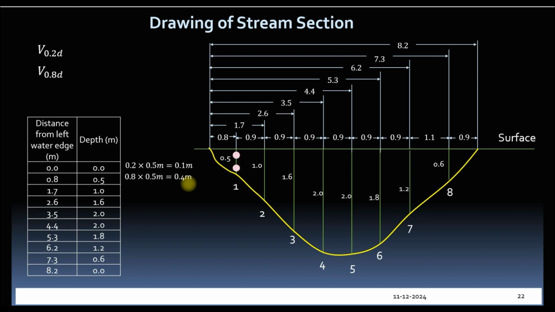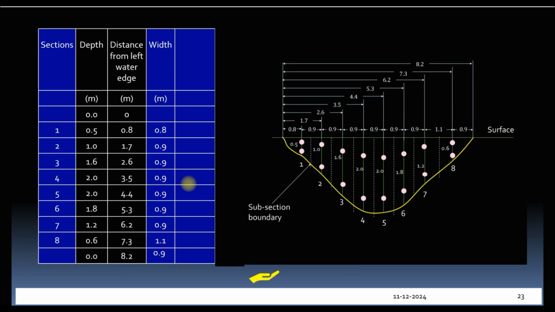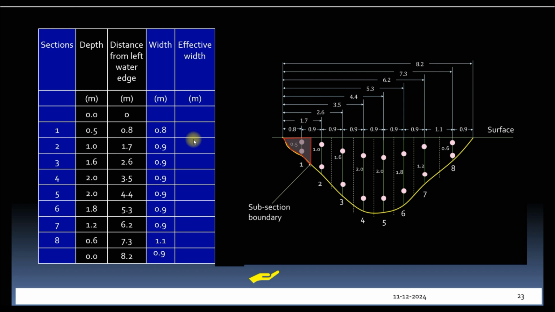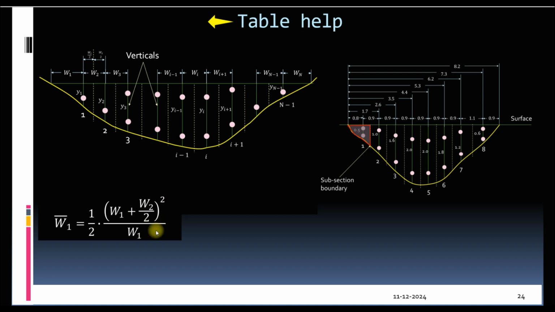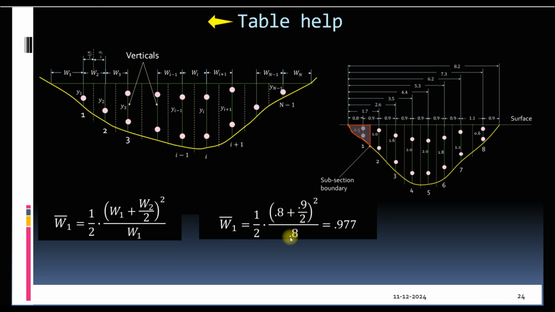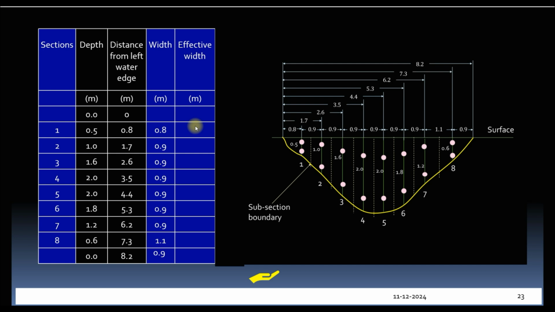Let's now calculate the area of the sections. To calculate the area of the first section, we need to find the effective width for the first section. Let's apply the formula which we derived earlier for the first section. That is square of (0.8 plus 0.9 by 2) divided by 2 into 0.8. This will give an effective width of 0.977 meter.